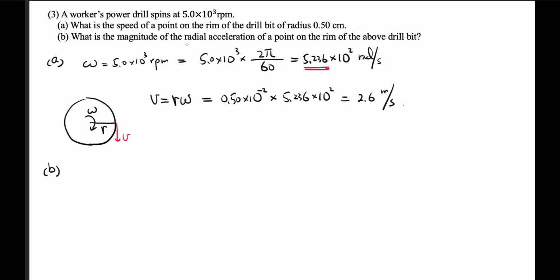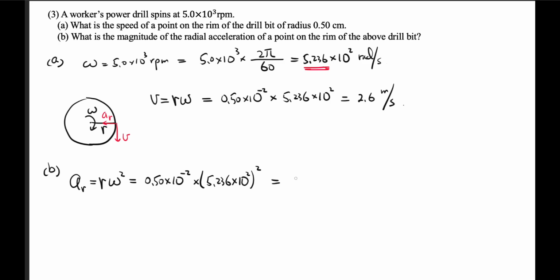Okay, so meters per second is the SI unit for the velocity. What is the magnitude of the radial acceleration of a point on the rim of the above drill bit? So we're looking at the radial acceleration here. Let's call this a_r. Okay, so a_r, according to the lecture, we know it's r omega squared. Again, r is this number. Omega is 5.236 times 10 to the second, and then we square it.